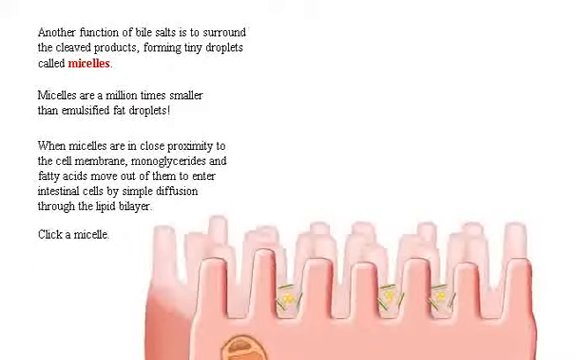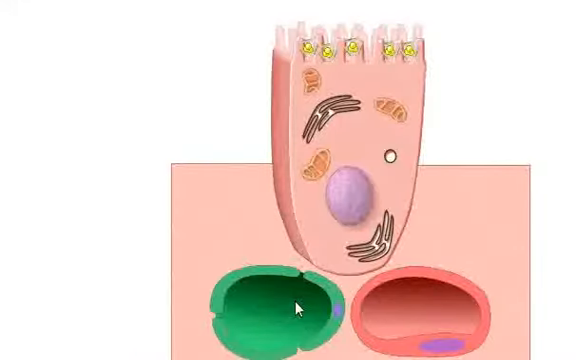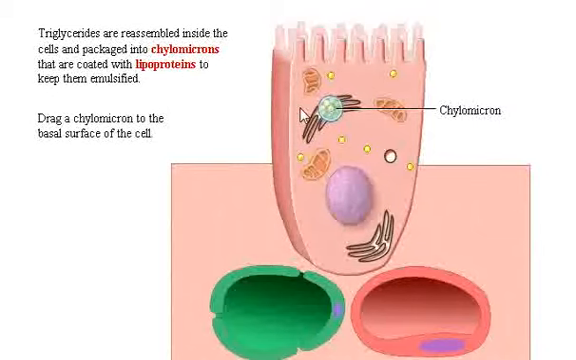Click a micelle. Triglycerides are reassembled inside the cells and packaged into chylomicrons that are coated with lipoproteins to keep them emulsified. Drag a chylomicron to the basal surface of the cell. Now we're getting to the lacteals.